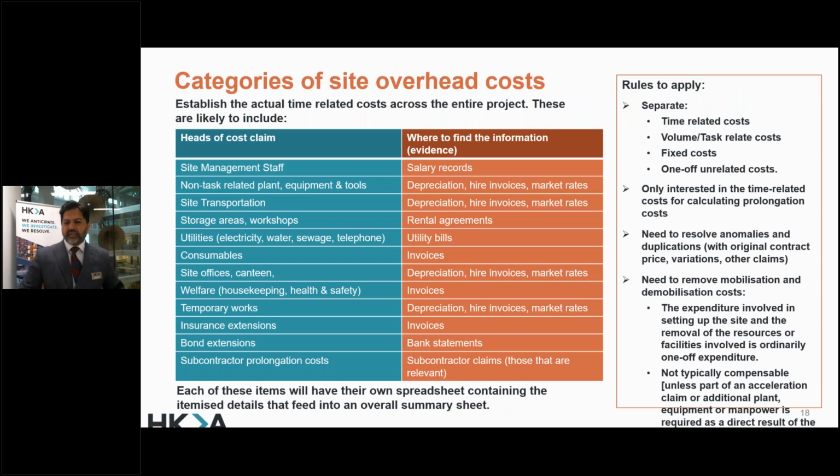Now, when we look at what costs we need to recover, we are looking at categories of site overhead costs. So there is site management staff, site transportation, storage, all these additional things, welfare facilities. I'm sure a number of you will remember we had COVID 3 years ago and welfare facilities had to be increased. There were a lot of delay claims left, right, center from all sides in terms of how to manage it, because the number of people on sites were less. We were doing things with social distancing initially. So all those things caused delay.